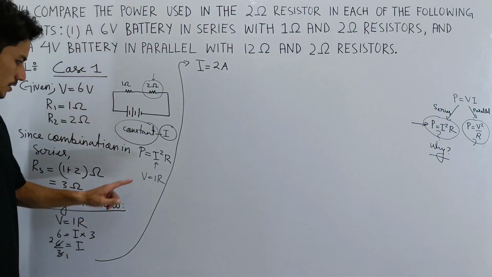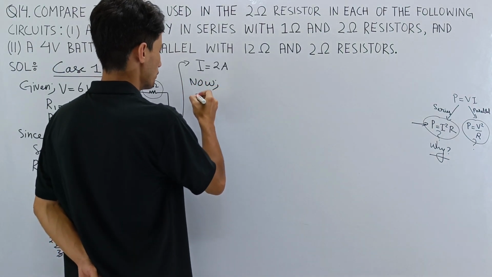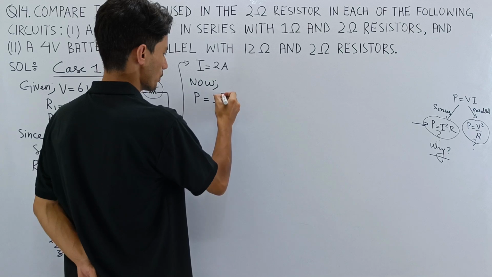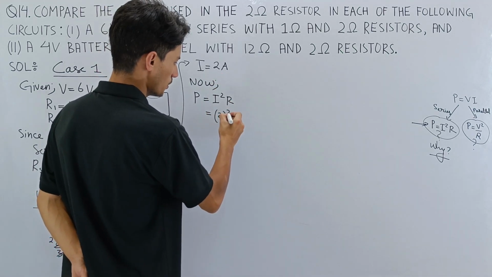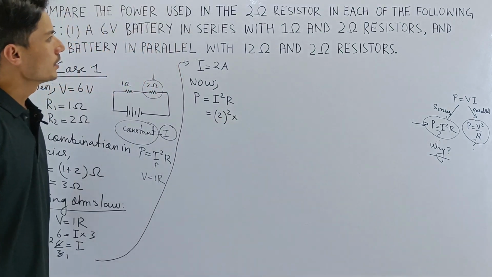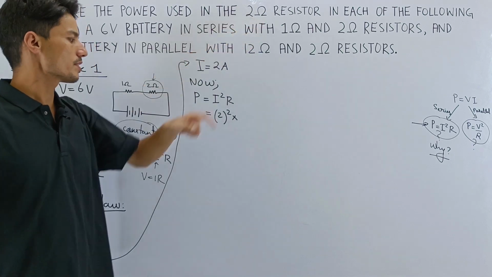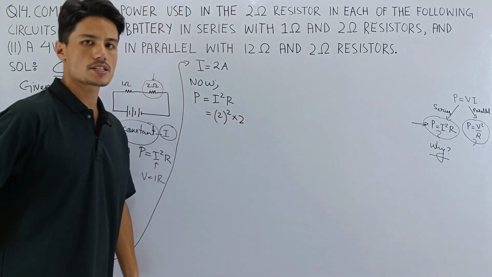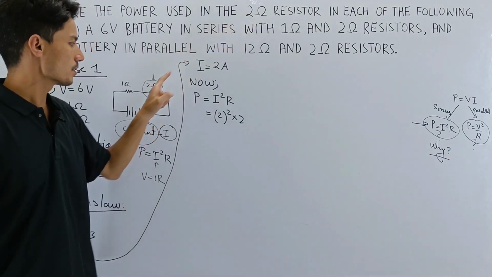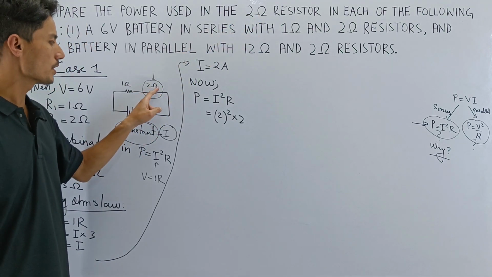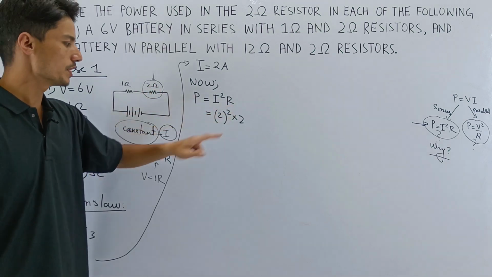Now everything is ready. This is the formula we'll be using. P is equal to I square R. I square, we just found I, which is 2. And then the resistance: we have to find the power using the 2 ohm resistor. So the resistance value will be 2, because the question is asking us to find the power across the 2 ohm resistor only. So R value will be 2.